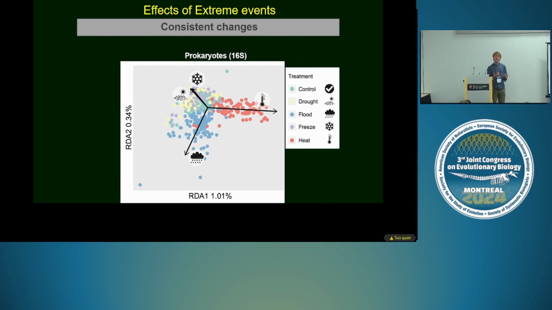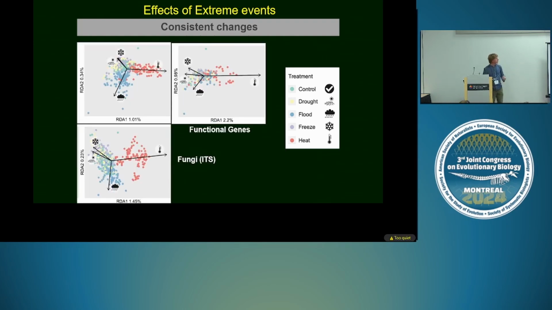They're going in very much the same direction, and that makes some biological sense, because what that seems to be saying is that what really matters is water. Freezing and drought both restrict access of these communities to water, and therefore when we restrict that, they change in the same direction, which is largely in the opposite direction from when you add water. So the flooding goes in the other way. And we're seeing that in the bacteria and archaea, but we're also seeing it in the other data as well.